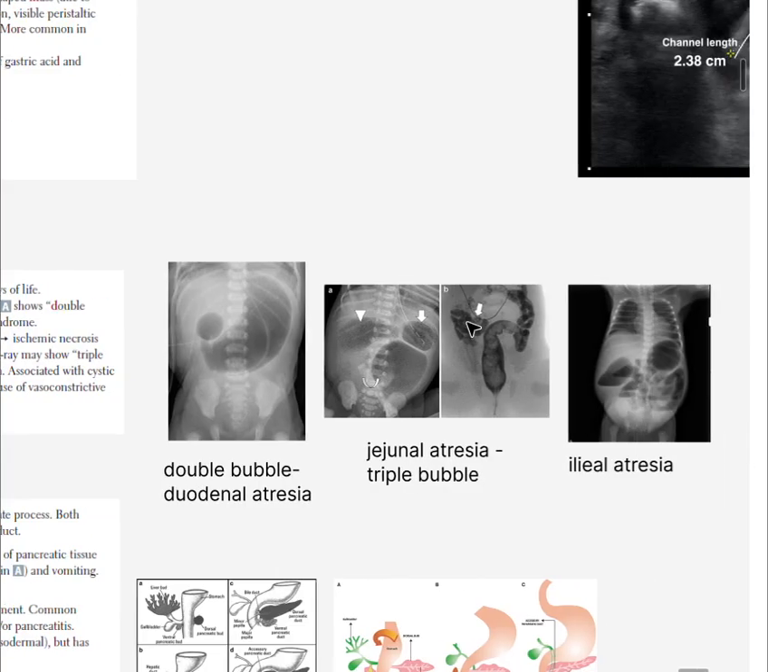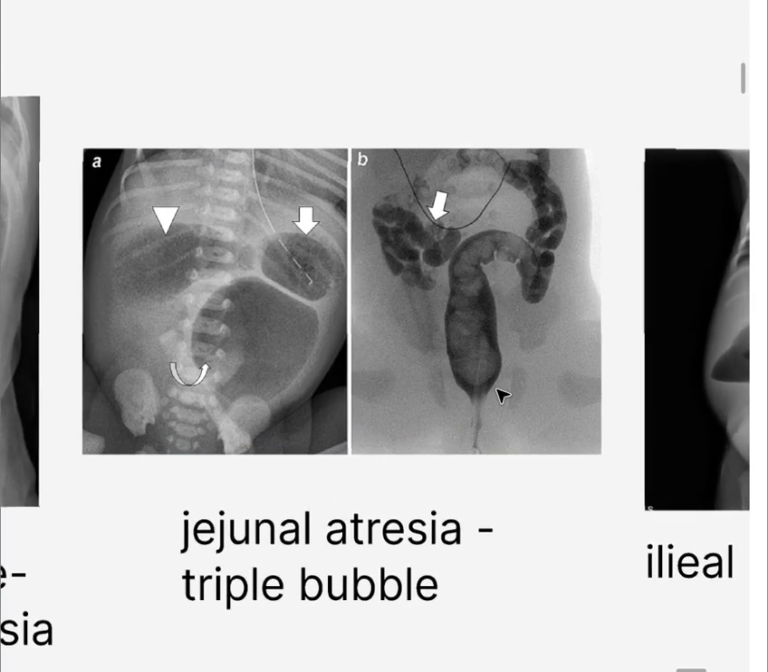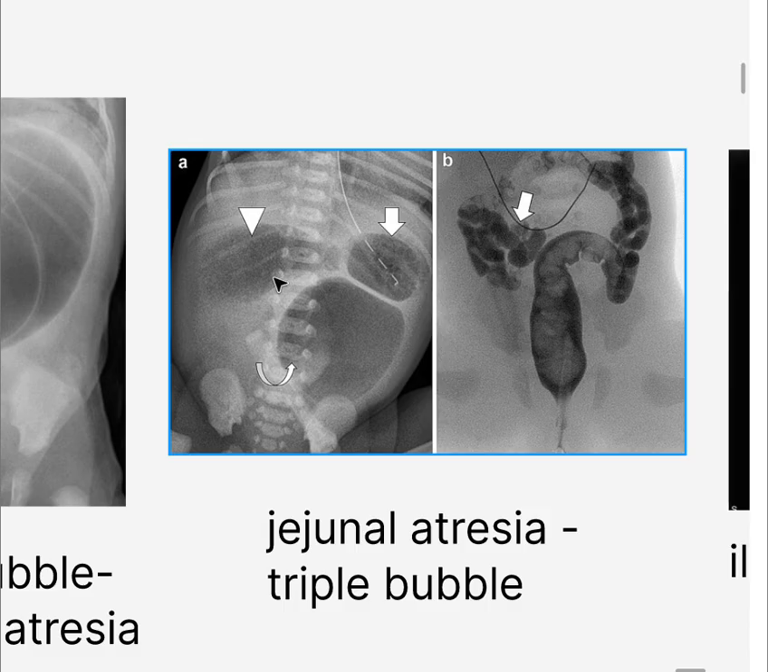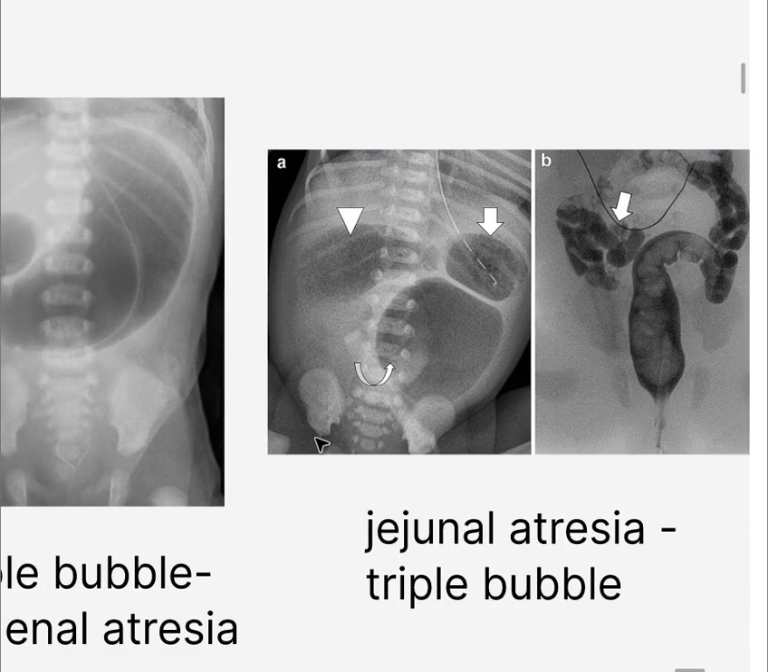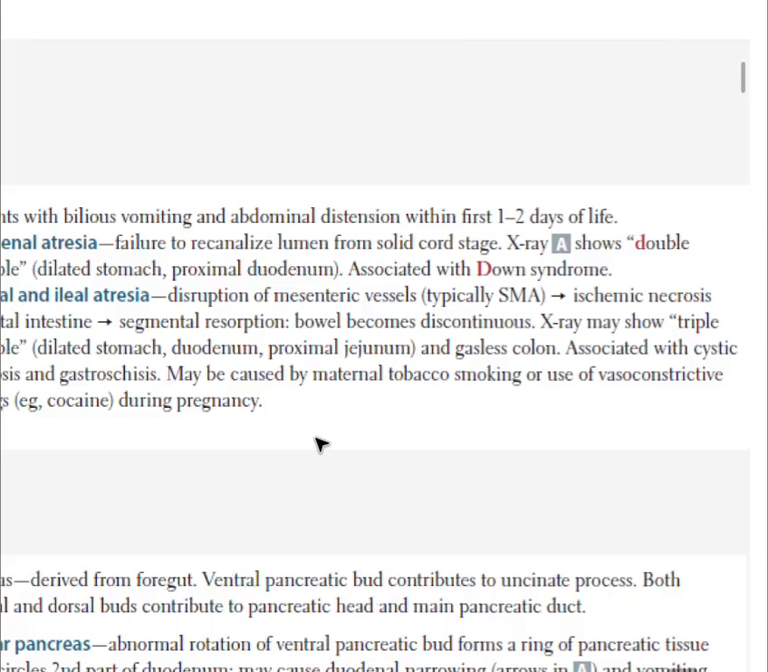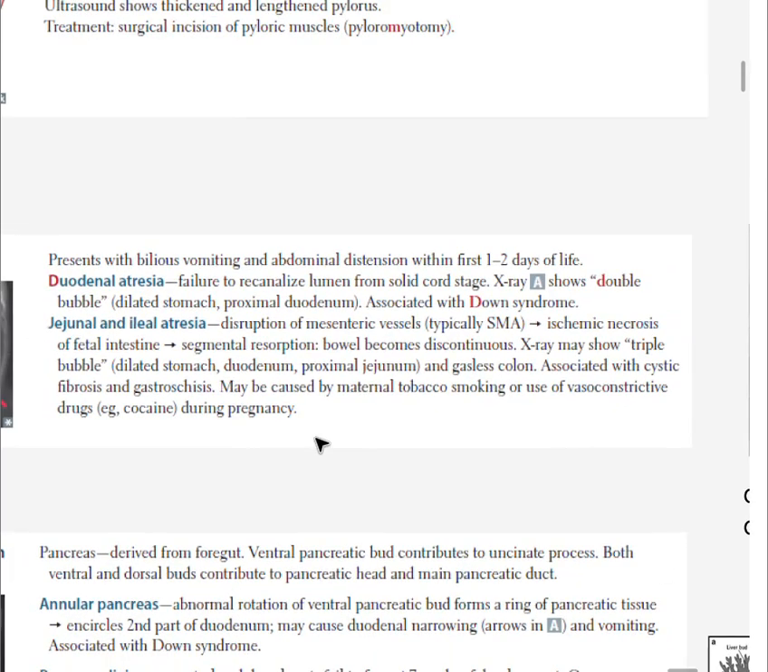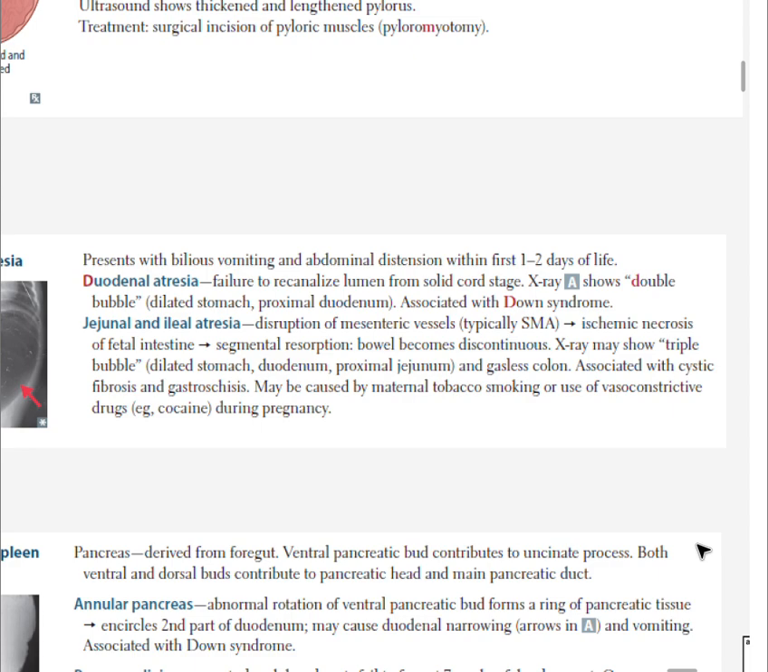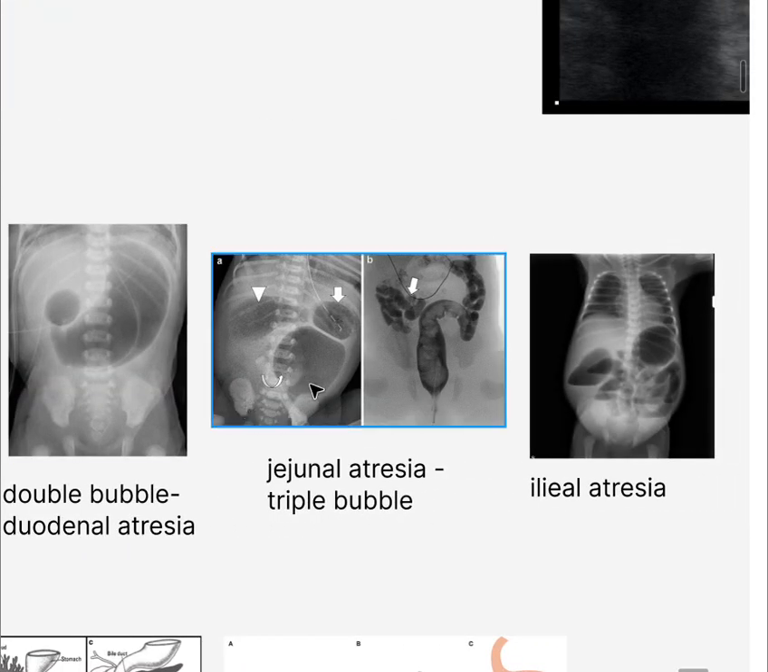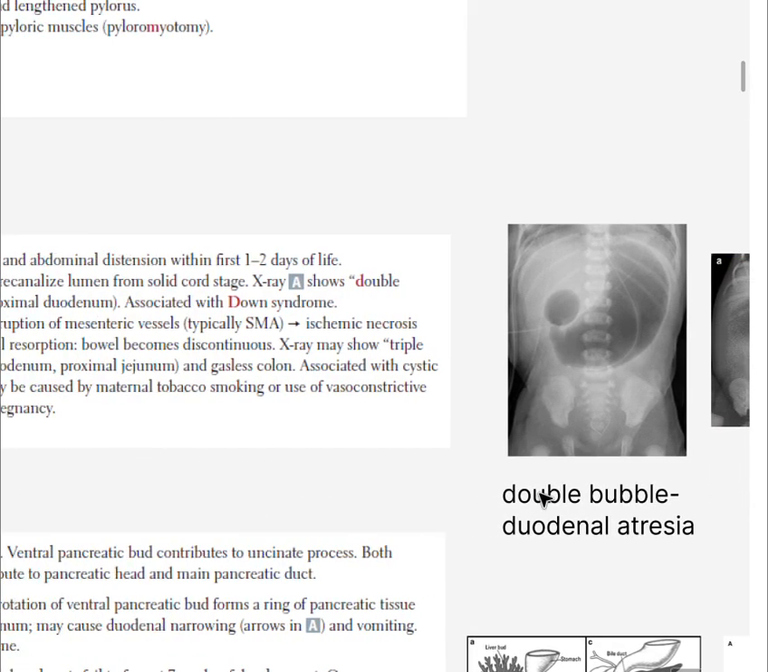On the X-ray finding, you will see a triple bubble sign. Can you see the triple bubble sign here? You have three bubbles, right? You have the stomach bubble, you have the duodenum bubble, and then you have the proximal jejunum bubble, right? And then the colon is gasless. You can see that the colon is gasless here, right? This is ileal atresia. Again, the colon is gasless. Okay.